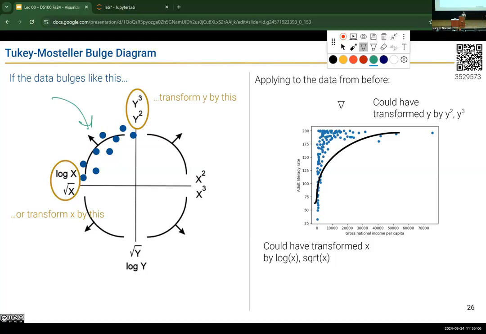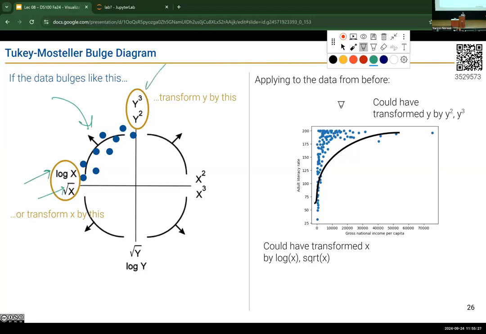Again, I did both of the transformations. You might not need both. You might only need one, depending on the shape of your data and depending on how deep it bulges into one direction. Remember that I was telling you that, okay, we do a log of x transformation. We could have also transformed using a square root of x. So that's kind of the reason that we could have done that.